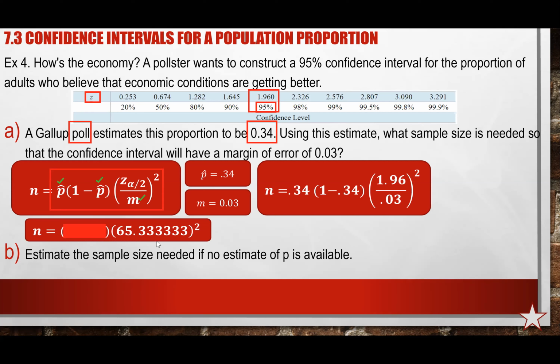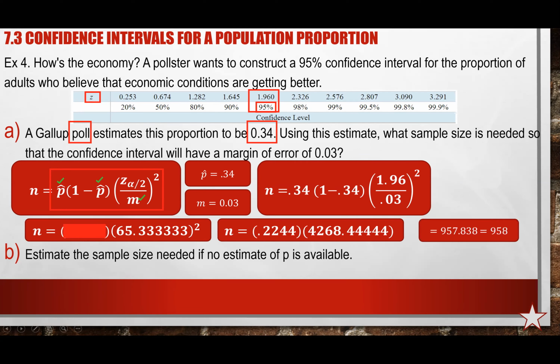0.196 divided by 0.03 will give me 65.333. And if I square them up, I will have 4,268.4444. And if I take 0.4 times 1 minus 0.4, I have 0.224. Again, 0.4 times 1 minus 0.4 will give me 0.224. And if I multiply this together, I have 957.838. And reminder, because it's a decimal, we round up to the next whole number. So if we round up to the next whole number, you will get 958. We need at least 958 people to be able to construct a 95% confidence interval.